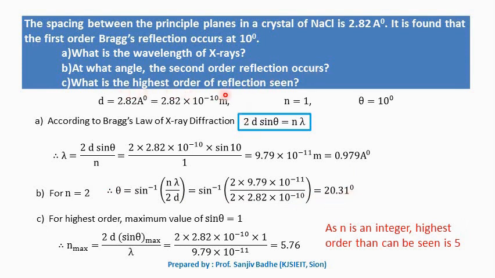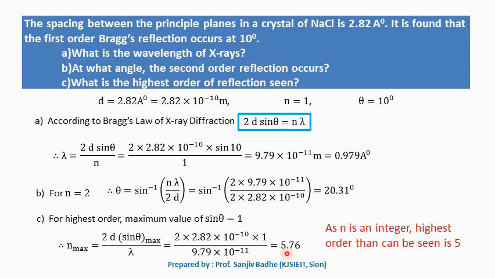Third is what is the highest order of reflection seen. So for highest order we will put the value of sin theta equal to 1. So we can write the relation for order of the maximum n to be equal to 2d sin theta upon lambda, and for maximum value of n, sin theta will be put equal to its maximum, and the maximum value of sin theta is equal to 1. d is constant, lambda is constant, so this we cannot change. So when sin theta is maximum, n will be maximum. So by putting sin theta equal to 1 we can get n max to be equal to 5.76.